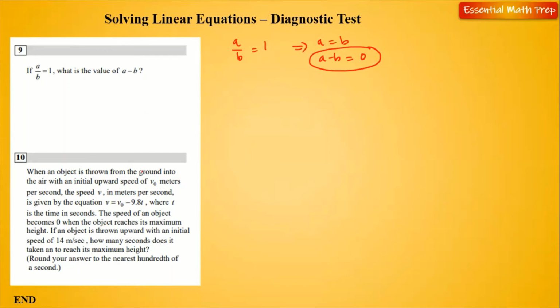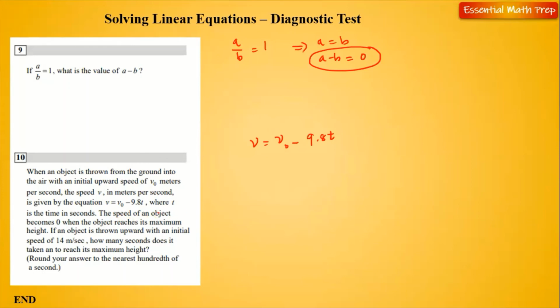All right. When an object is thrown from the ground into the air with an initial upward speed of v0 meters per second, the speed v in meters per second is given by v equals v0 minus 9.8t, where t is the time in seconds. The speed of an object becomes 0 when the object reaches its maximum height. If the object is thrown upward with an initial speed of 14, how many seconds does it take to reach its maximum height, right? They're saying the speed becomes 0 when it reaches the maximum height.